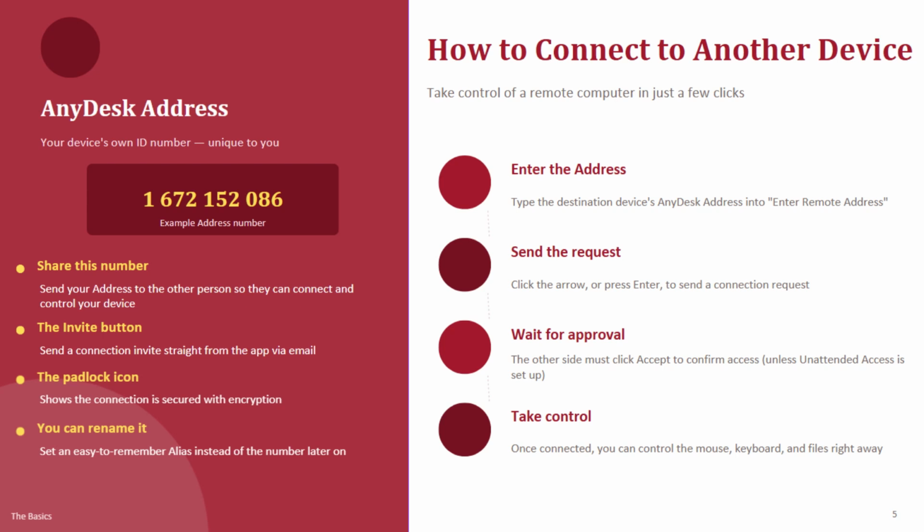Now that we know what the address is, let's connect to another device. First, type the destination device's address into the Enter Remote Address field. Then click the arrow or hit Enter to send the request. Once it's sent, the other side needs to click Accept to confirm, unless unattended access is already set up, which we'll cover next. Once you're connected, you can control the mouse, keyboard, and files on the remote device right away.